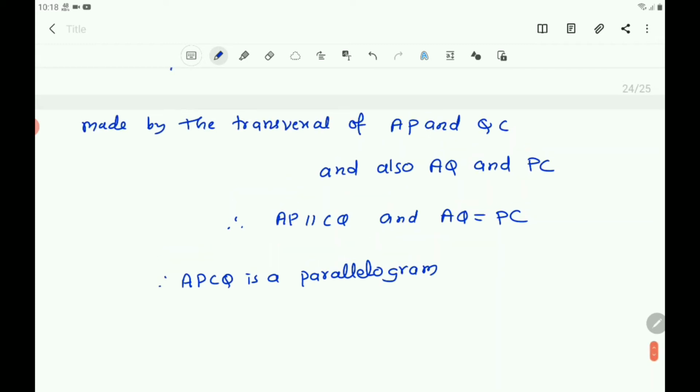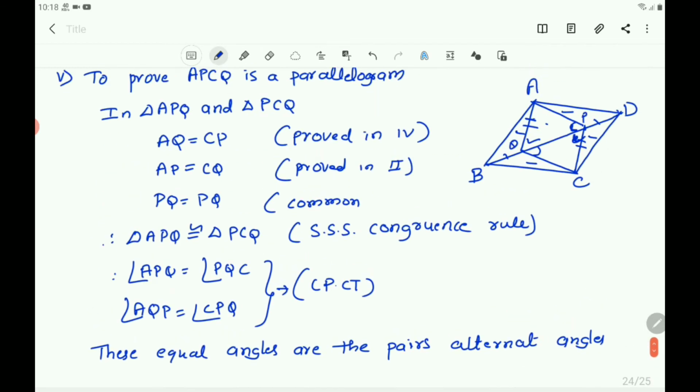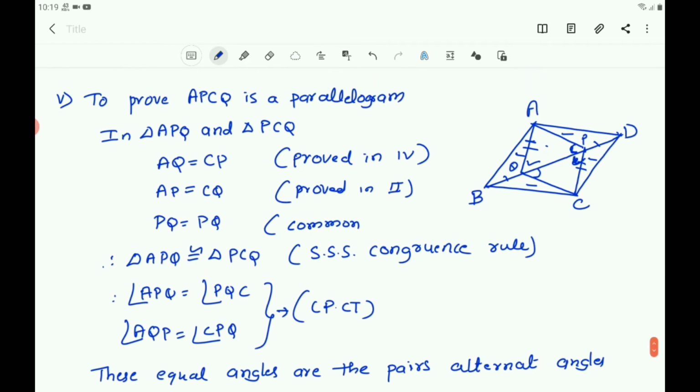Here you proved that opposite sides AP and QC are parallel, and also opposite sides AQ and PC are parallel to each other. So as opposite sides are parallel to each other, APCQ is a parallelogram. So you proved all 5 here.